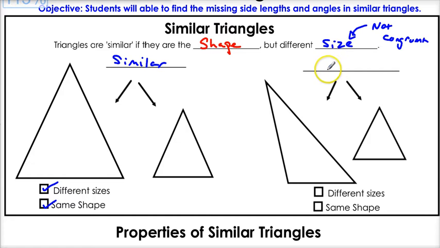Now if you look over here, these two, while they are different sizes, they are definitely not the same shape. So this is not similar. And I know what you're thinking, these are triangles, isn't that the same shape? By same shape, I mean they look exactly the same, just bigger and smaller versions of themselves. Like Honey, I Shrunk the Kids, one got smaller. So these are different sizes, but it is not the same shape. So it is not similar.